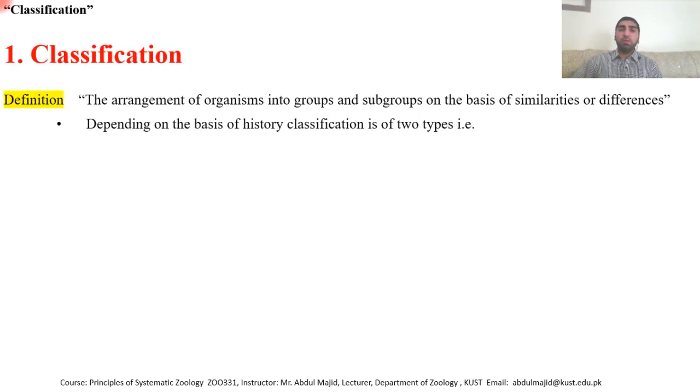So first we will define classification. Classification can be defined as the arrangement of organisms into groups and subgroups on the basis of similarities or differences. This is actually called classification. And you know, we practice classification everywhere, even in our own home, in our kitchen. For example, in our own kitchen we classify the things according to their use.